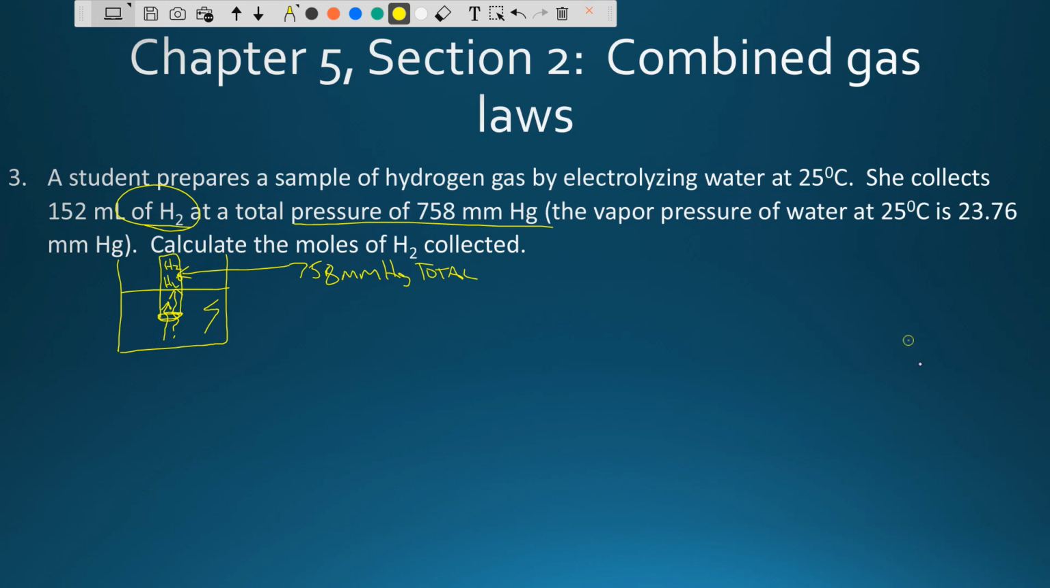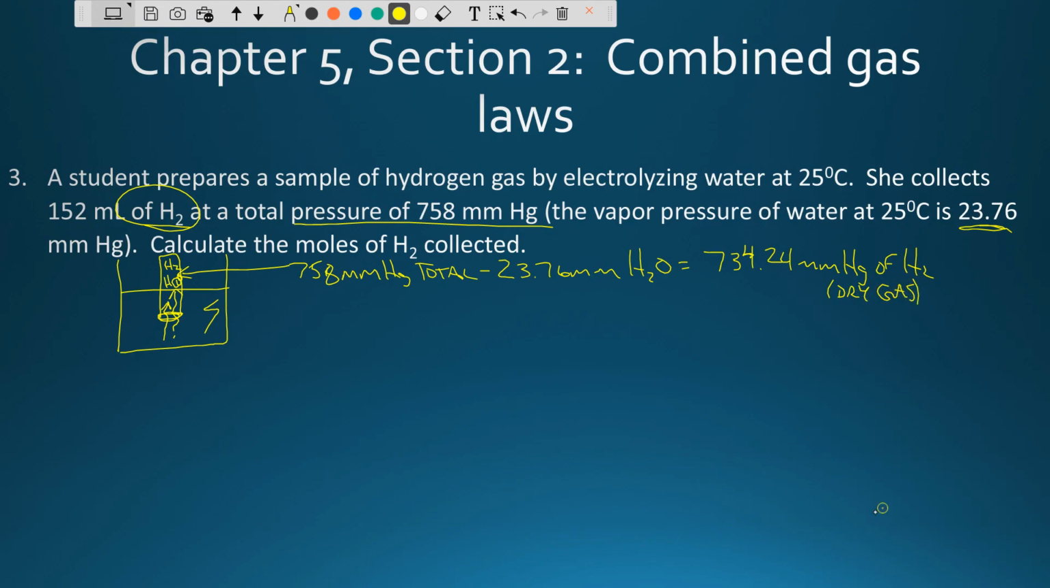And it does tell me that the vapor pressure of water at 25 degrees, what that means is at 25 degrees, the water is evaporating and exerting a pressure inside the test tube as well of 23.76. So Dalton's law of partial pressure says you just add up the components. So 23.76 millimeters is just my water. Okay, if I subtract that off, I'll end up with my pressure of just the gas itself, and that ends up being 734.24 millimeters of mercury. That's the pressure of just my hydrogen, or what we call the dry gas.